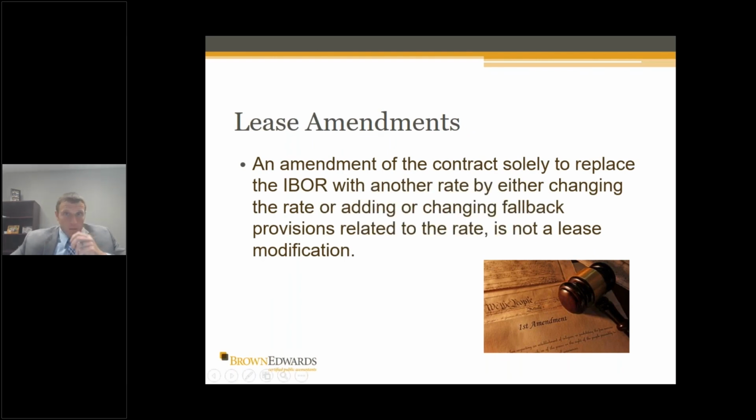Now, when it comes to leases, the standard is pretty short and sweet. Changing the index rate upon which variable payments depend for a lease is considered a lease amendment. However, if variable payments of a lease contract depend on an IBOR, an amendment to the contract solely to replace the IBOR with another rate, adjusted as necessary to essentially equate the replacement rate and the original rate, by either changing the rate or adding or changing fallback provisions related to the rate, will not be considered a lease modification. So once again, it's the same terminology used earlier on the hedging, and the key is establishing an agreement on a comparable rate to avoid revaluing that lease.